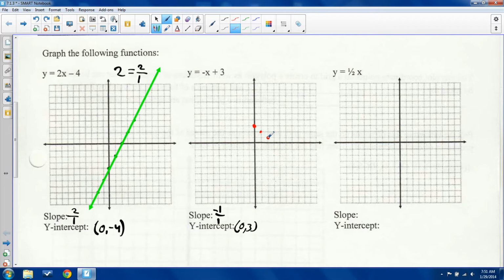Down 1/1. So when your slope is positive, it should go up and to the right. When your slope is negative, it should go down and to the right. When your slope is 0, it should be horizontal, left and right. And when your slope is undefined, that means your graph goes up and down.